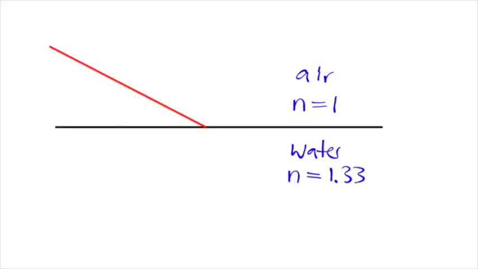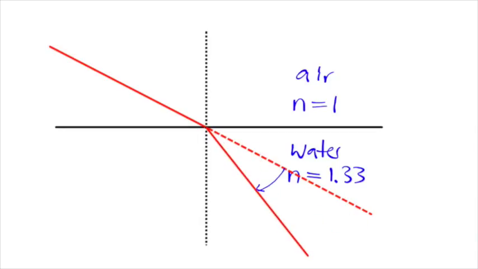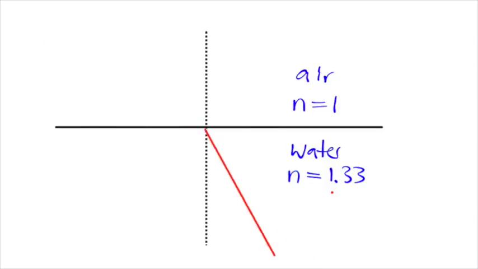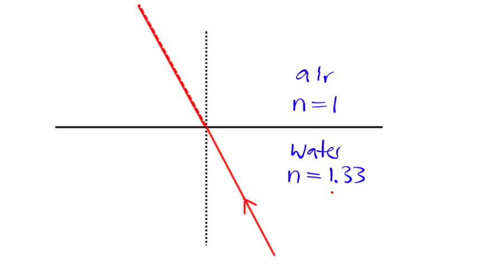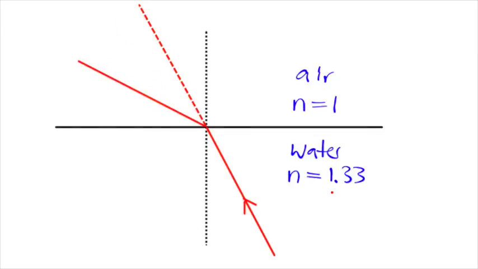Now we come to the third and last point to note. You have seen this already, but I just want to point it out to you. As a ray enters a medium of a higher refractive index, it is refracted towards the normal. If it travels into a medium of a lower refractive index, it is refracted away from the normal.